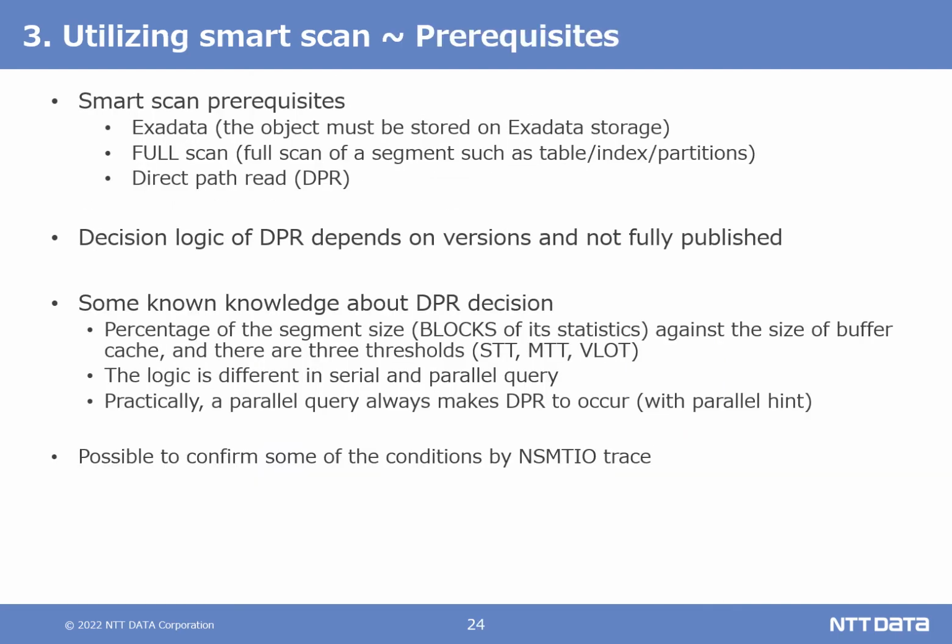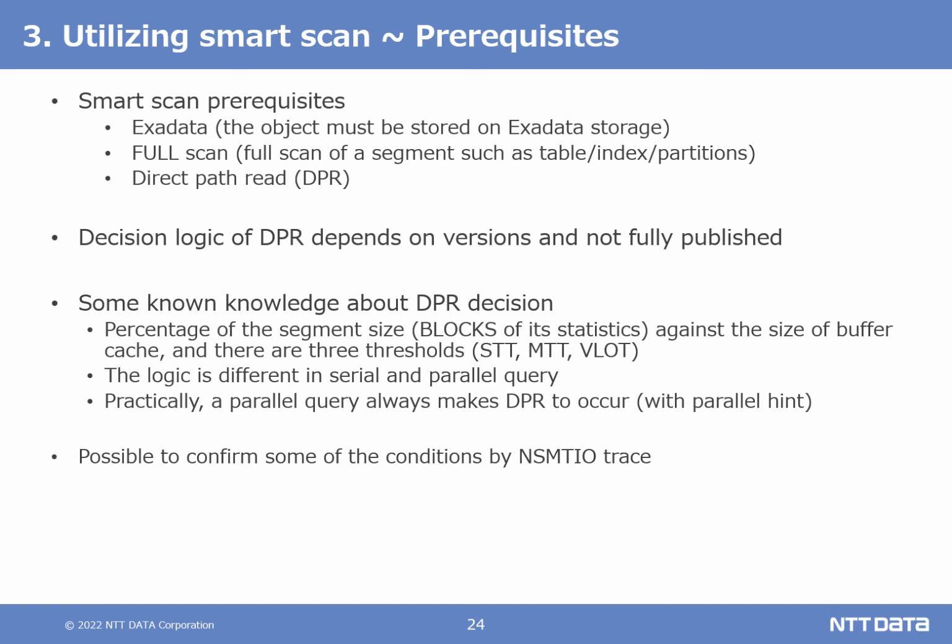First, I would like to explain the prerequisites. In order for Smart Scan to happen, the query must meet the following three conditions. The query is executed on Exadata and the object must be stored on Exadata storage. And the query has to be a full scan of a table, index, or partitions. And the query has to use direct path read.